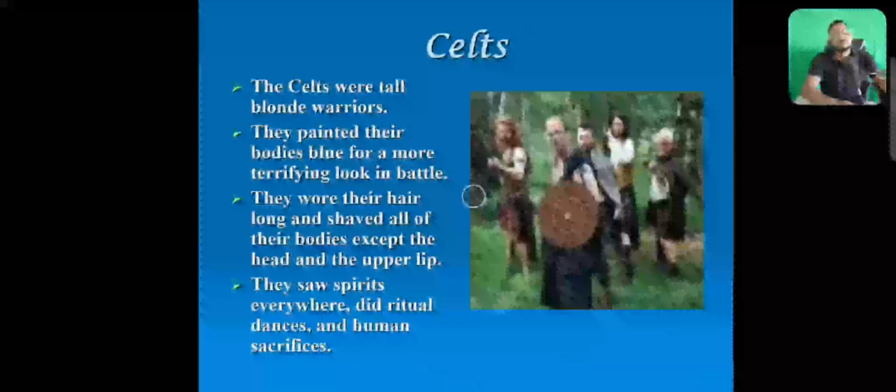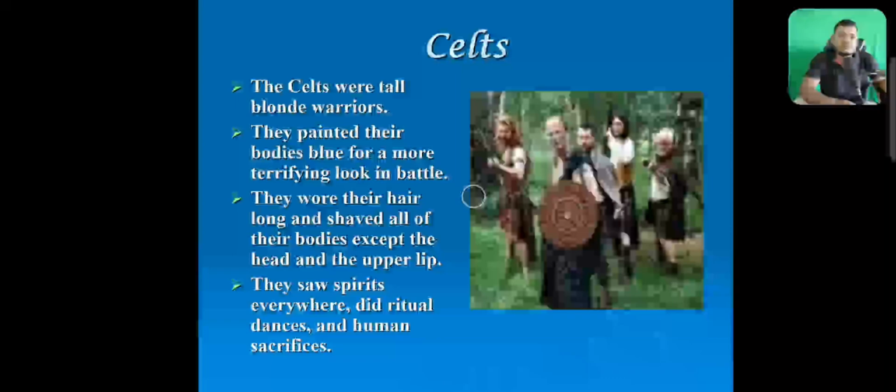The Celts were tall blonde warriors, very tall in height. They painted their bodies blue for a more terrifying look in battle. They painted their bodies with different colors, looking very ferocious.